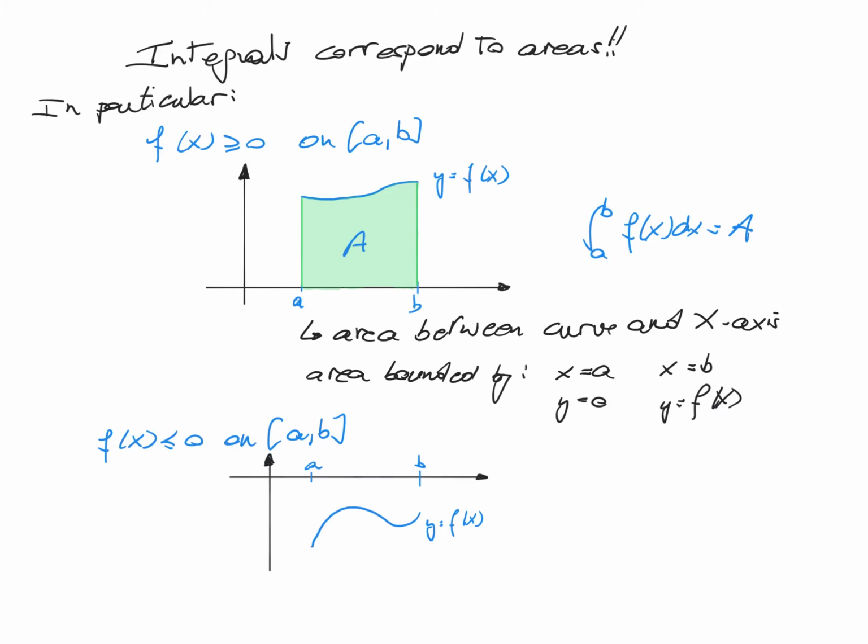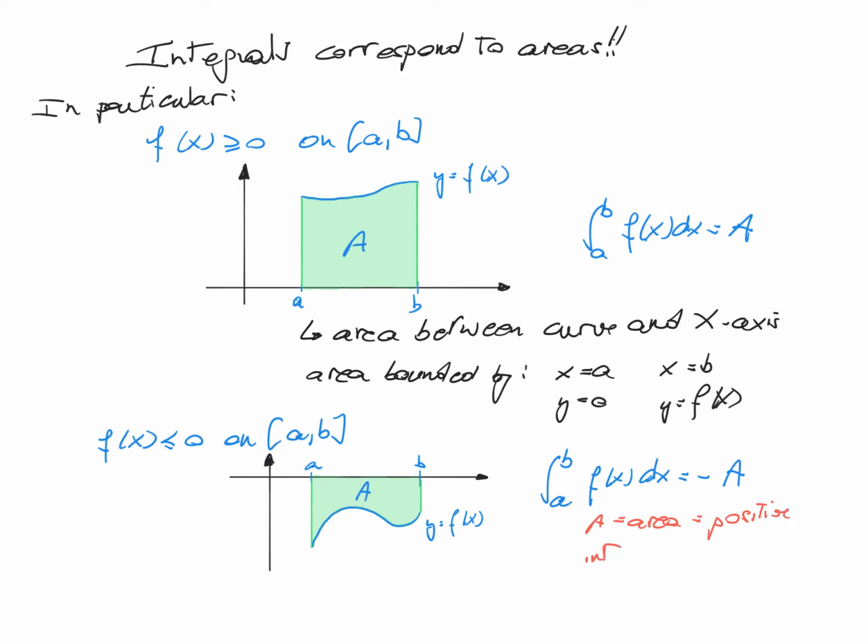Here again we can define the area A being the area between the x-axis, the curve, a and b. But if we relate this area to the integral, we get that the integral of f of x between a and b is minus the area A. Why is this the case? Because an area is always positive.